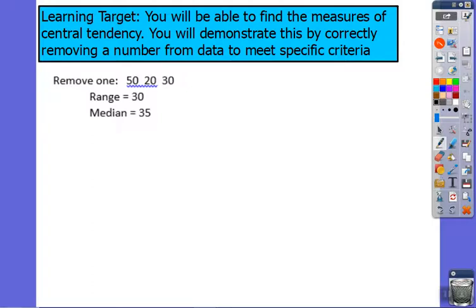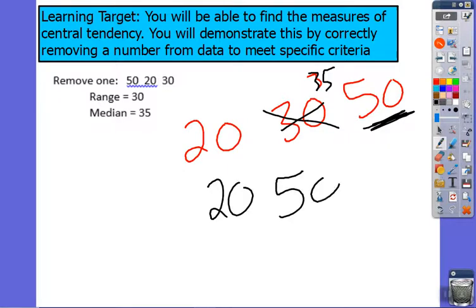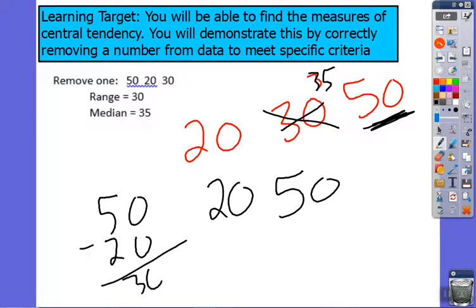Oh, only 3 numbers, a 50, a 20, and a 30. We want the range to be 30 and the median to be 35. So let's write out the numbers. We want the median to be 35. So that puts it here. So I know I'm keeping this 50 on this side. So I've got to decide, is 35 halfway between 30 and 50? Or is it halfway between 20 and 50? I believe it is halfway between 20 and 50. And then our range would be 50 minus 20, which is 30.